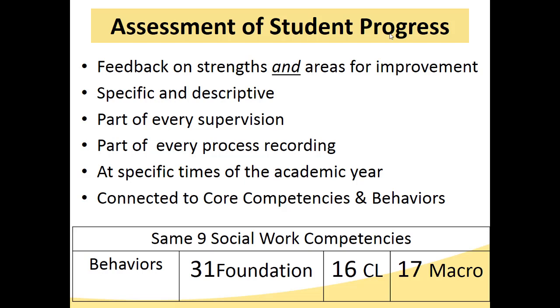All of our assessments are also connected to the core competencies and behaviors. There are 9 core competencies in social work. Every student abides by these competencies, but they do break out into foundation and advanced levels. In the foundation year, there are 31 behaviors that you're going to be working towards competency in.